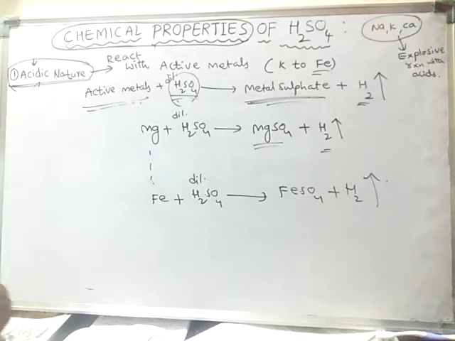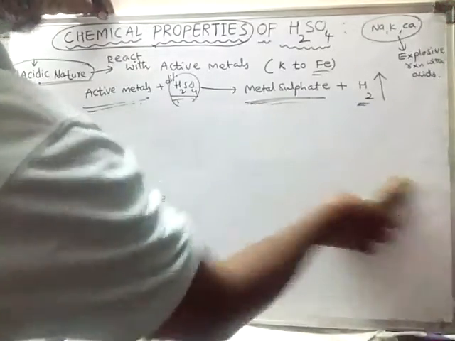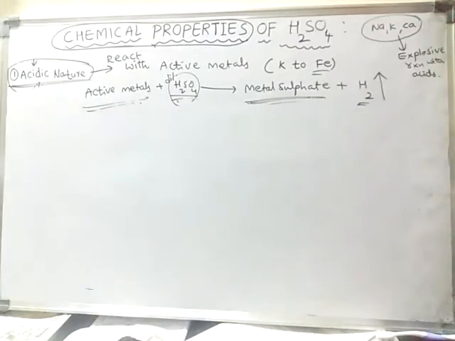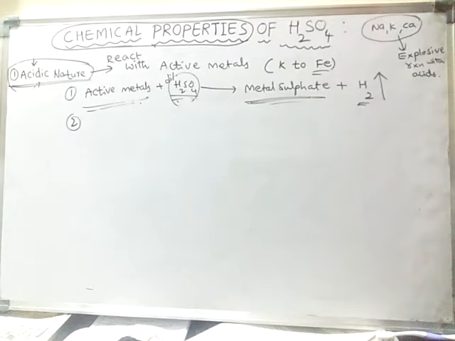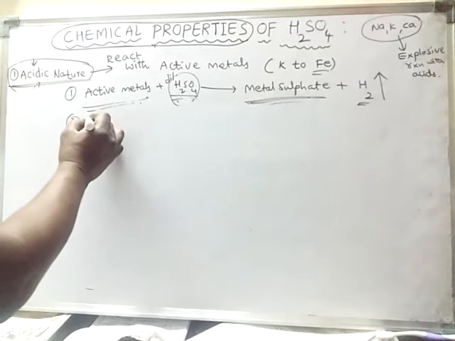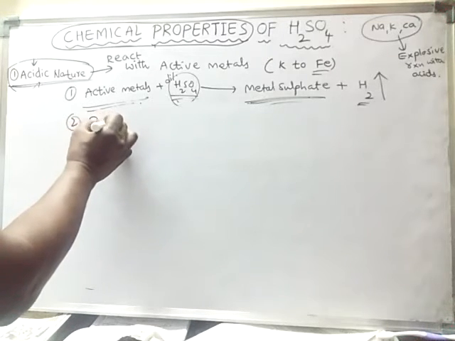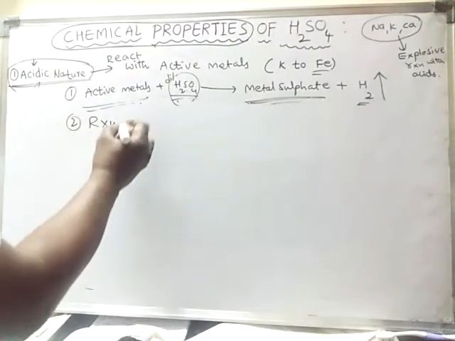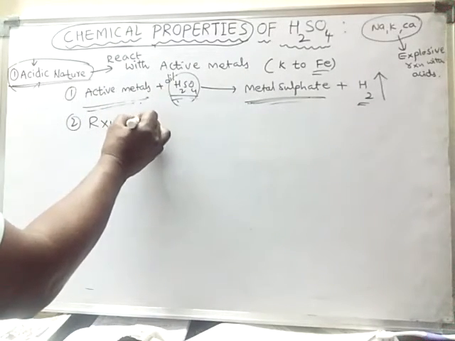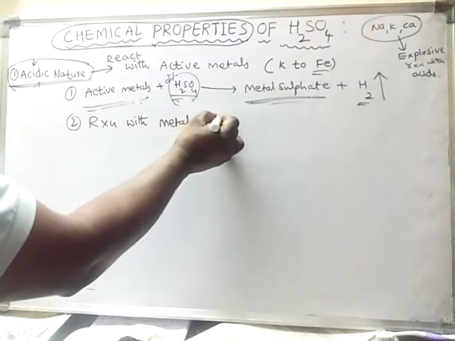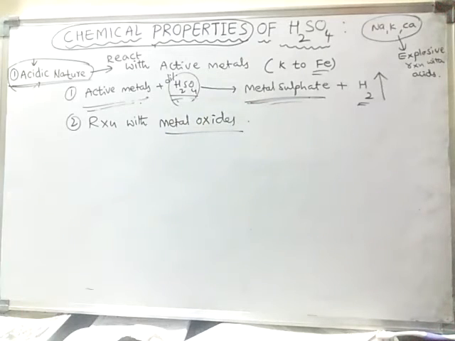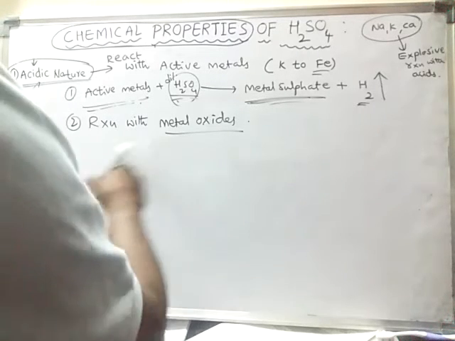Okay, right. The next type of chemical reaction shown by dilute sulfuric acid is the reaction with metal oxides. Generally, metal oxides are basic in nature. Okay, as metal oxides are basic in nature, they will react with dilute sulfuric acid.